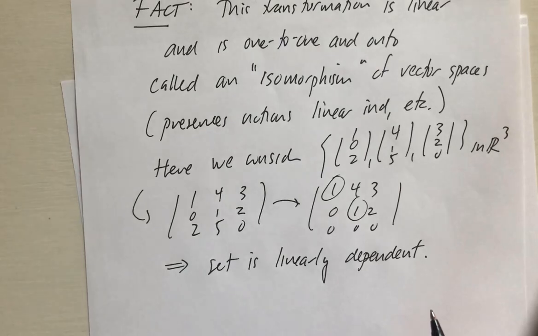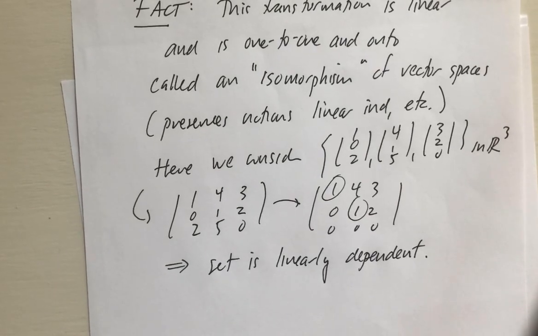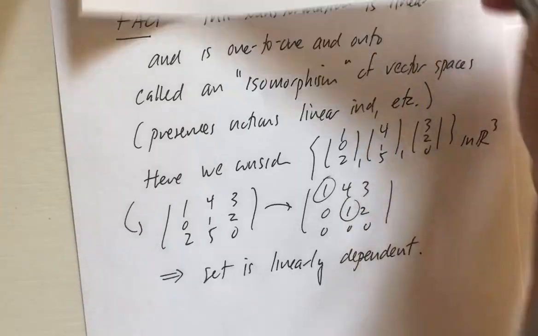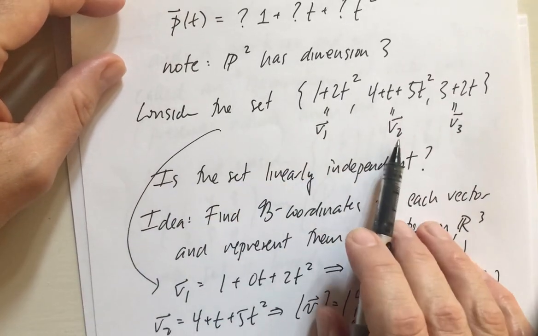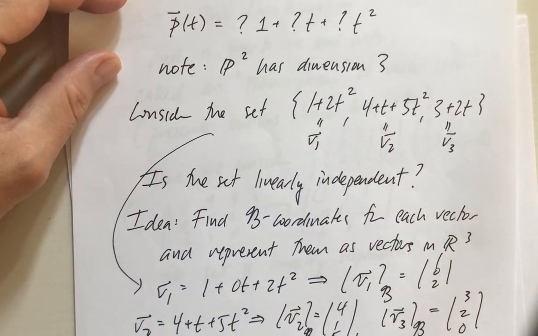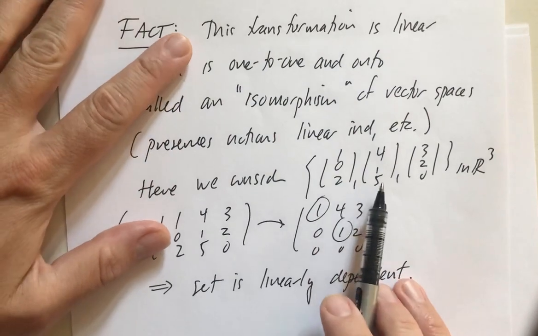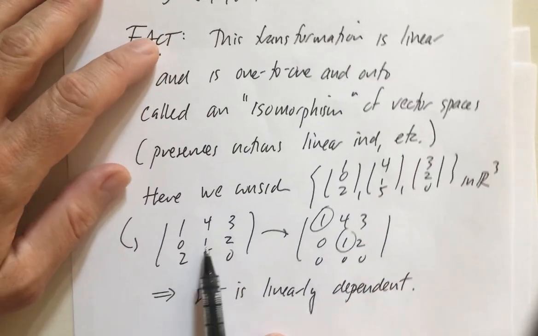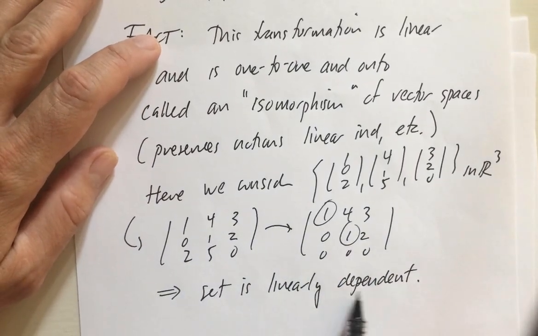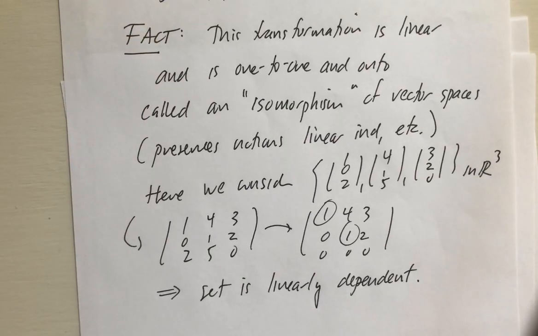Okay, so after all that, the whole point of this idea is that we took these vectors that were in this abstract vector space, translated them into the world of Rn, in this case R3, and then just do your usual thing, get your answer. Okay, so that's it for today. We'll continue next time.